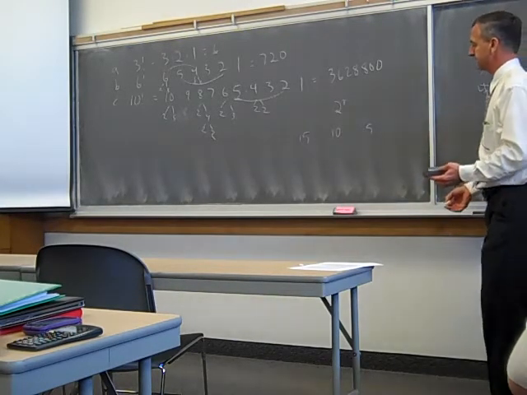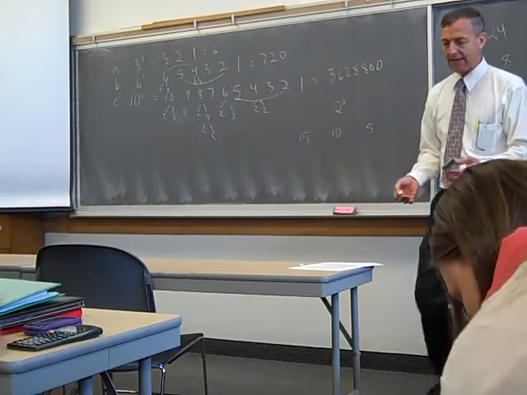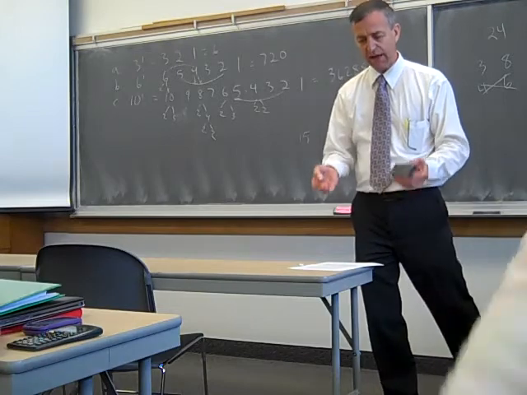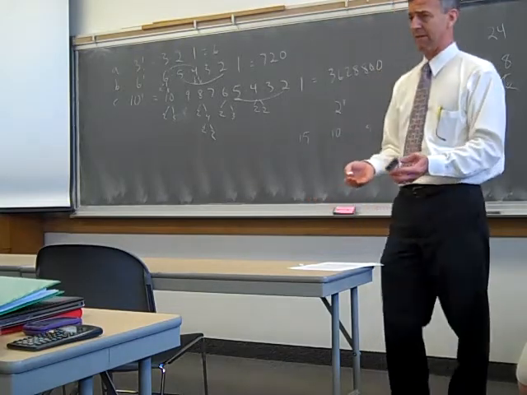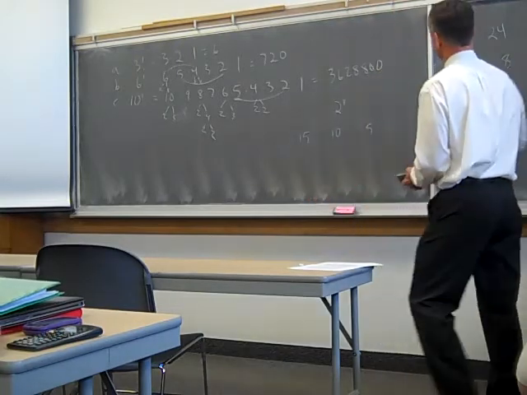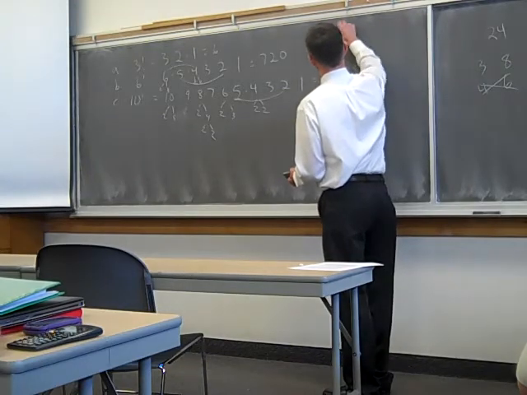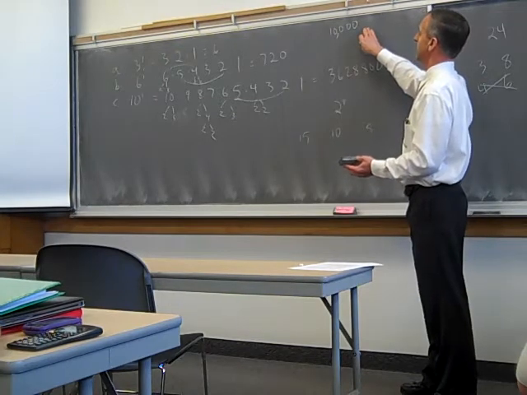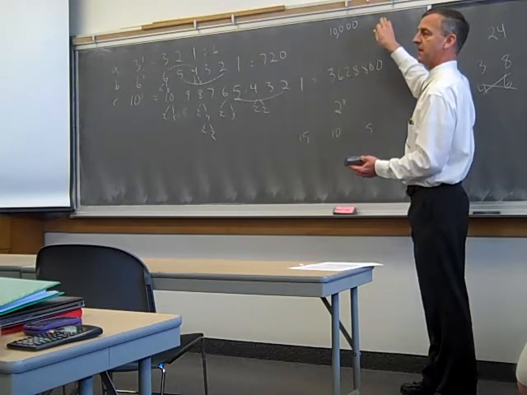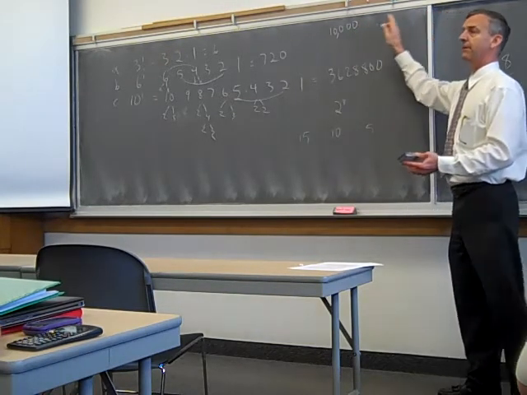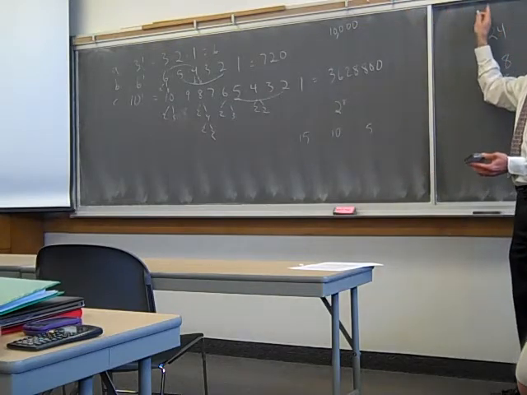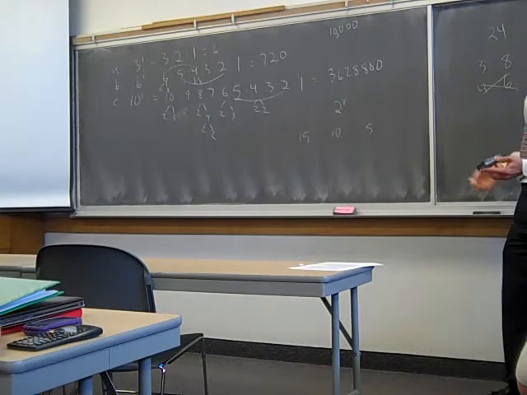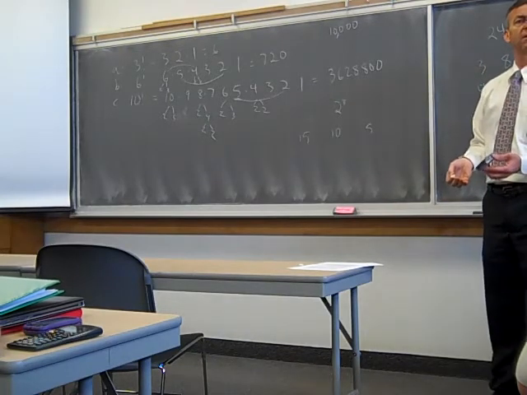So, the question we ask, how many zeros does 10,000 factorial have? That means I've got 10,000 times 9,999 times that. But every fifth number will have a factor of 5 in it, correct? How many of those numbers are there? How could we find that out?